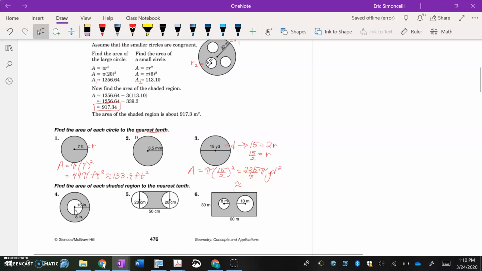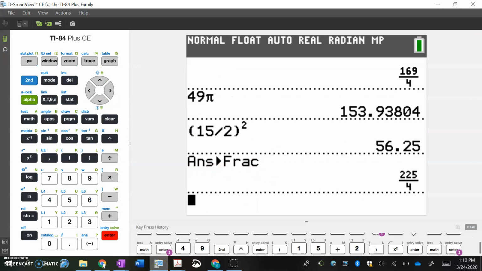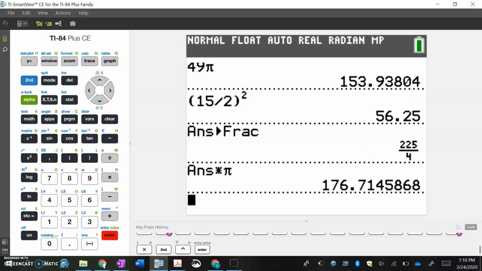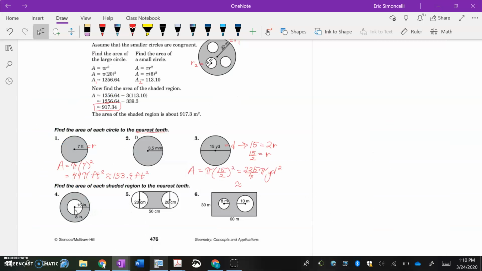That's a good answer, but of course, because they asked for that, we're going to multiply our answer times pi. And that then lends itself to 176.7. And that's yards squared.